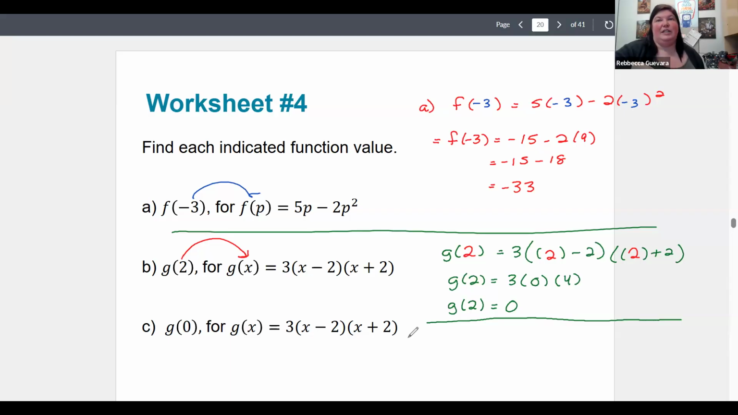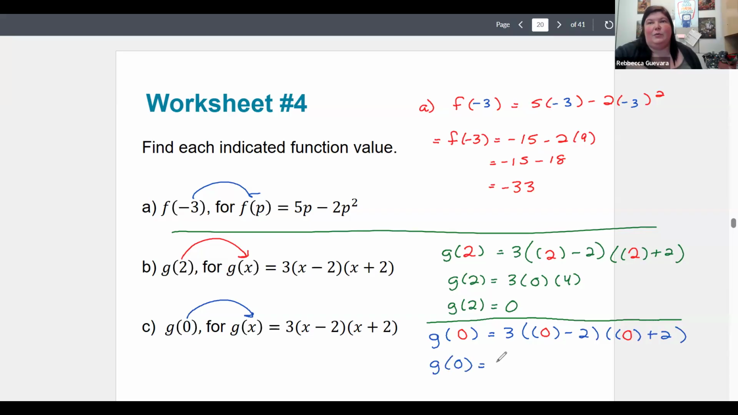Okay. C is using the same function again, so using g. So g of x equals 3 times x minus 2 times x plus 2, except now we're replacing x with a 0. So we want to know what g is when x is 0. We'll have 3 times negative 2 times 2 now, which is going to be g of 0. It will end up equaling negative 12.